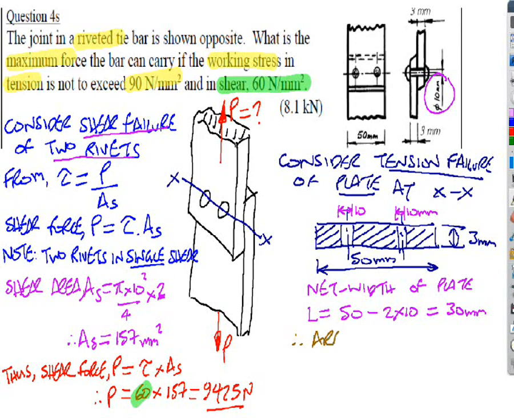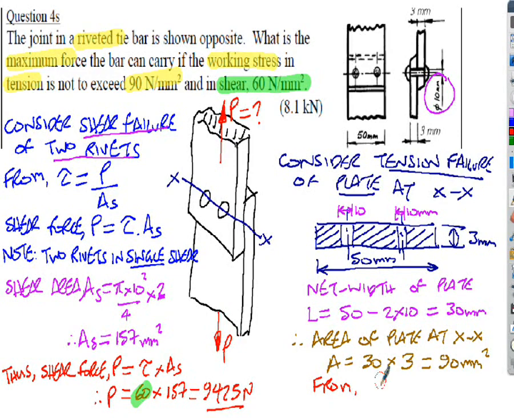So the area of the plate at the holes would be simply 30, that's the width now, multiplied by the thickness of the plate, which we can see is 3 millimeters above. So 90 millimeters squared. Okay, that's the area of the plate. We want to find the force that the plate can take here. So going back to our original formula, the direct stress, we use a different symbol if you remember, is equal to P divided by A.